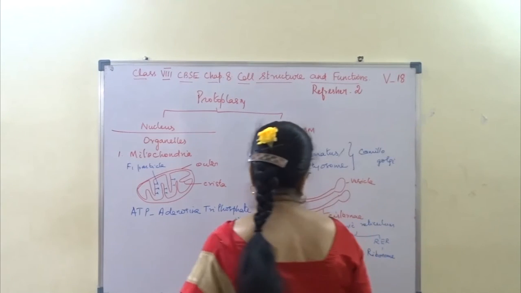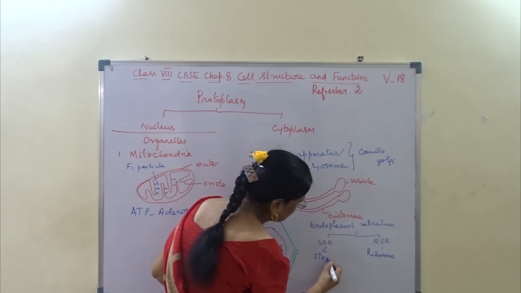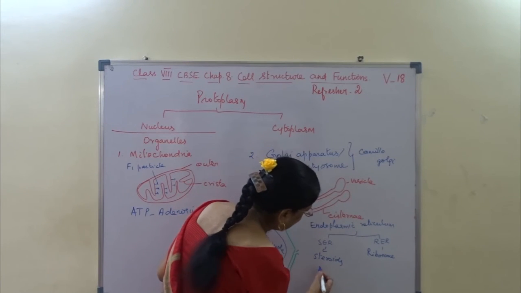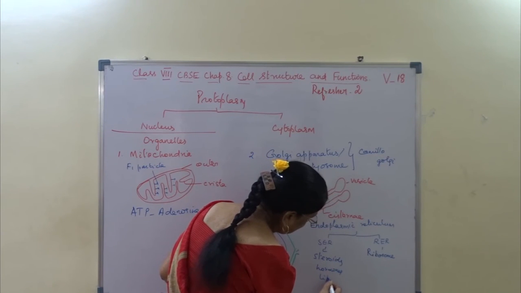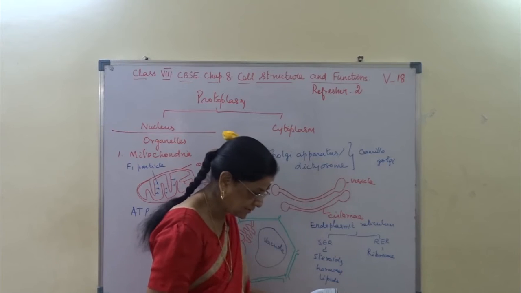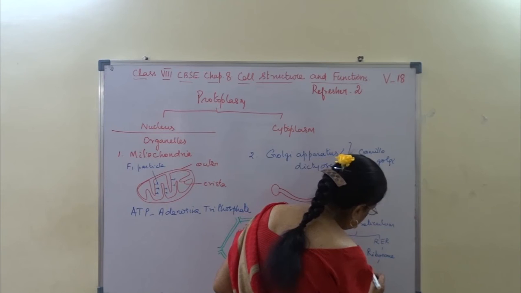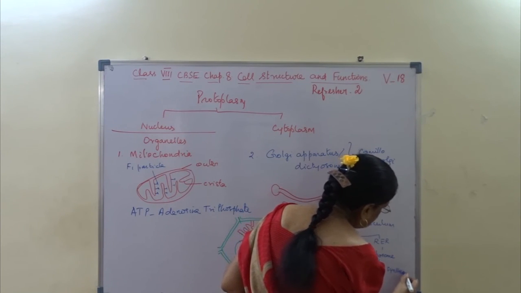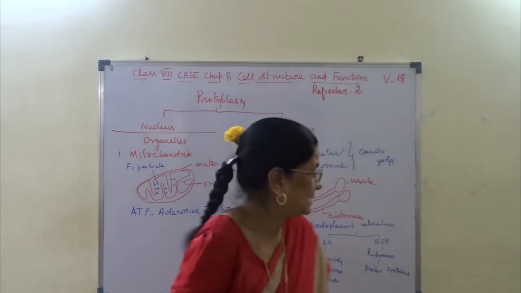So this smooth endoplasmic reticulum synthesizes steroids, hormones and lipids. Whereas rough endoplasmic reticulum takes part in protein synthesis. I hope you understand this.